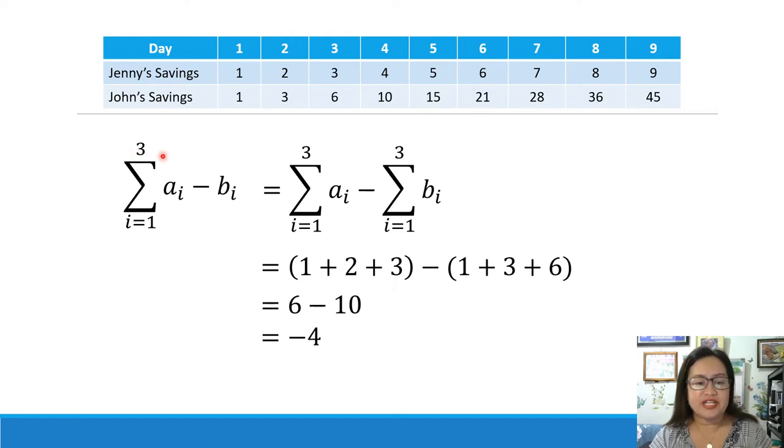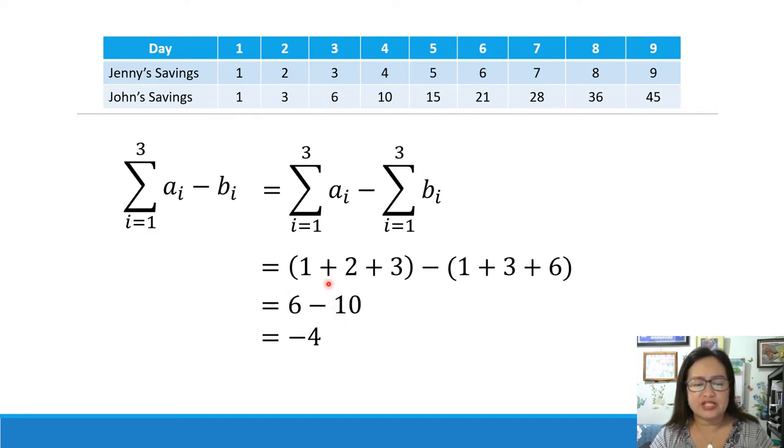Applying the property on the sum of difference, we would have the summation of A sub I, where I starts from 1 up to 3, minus the summation of B sub I, where I starts from 1 up to 3. Now, that means we are going to consider the first three terms in the given sets of data. So, under Jenny's savings, we will have 1 plus 2 plus 3. For John's savings, we will have 1 plus 3 plus 6.